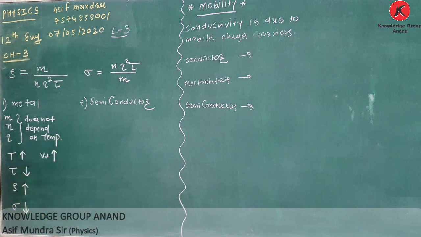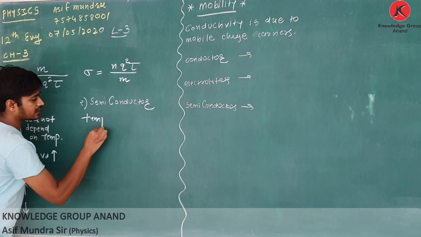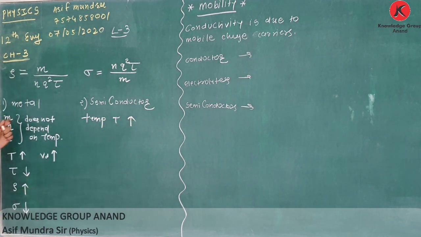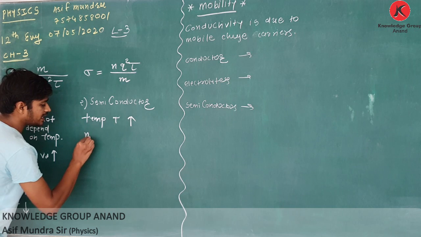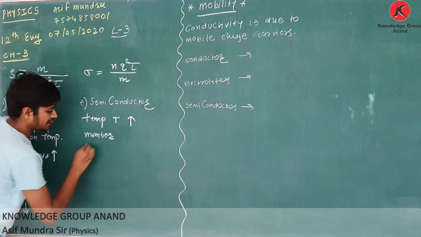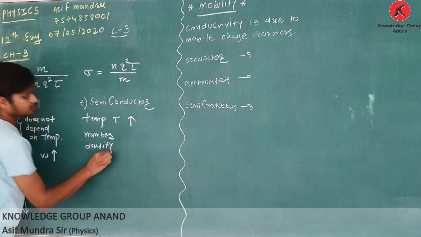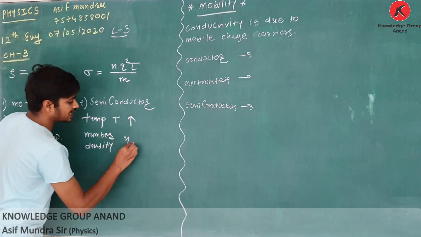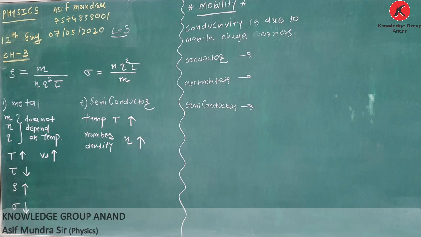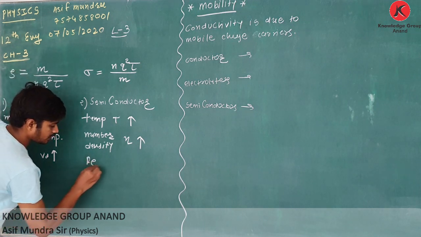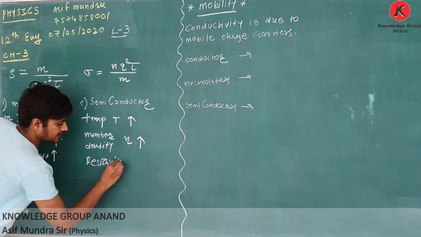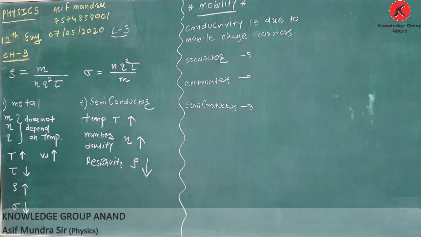But right now for this chapter, yes, in semiconductor, as temperature T increases, here number density, means numbers of electrons and holes, number density increases. Now what is the relation between number density and resistivity? Inverse. So if number density increases, resistivity rho decreases. Clear? So when n increases, resistivity decreases.